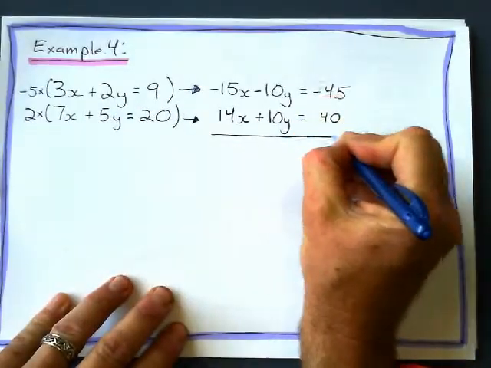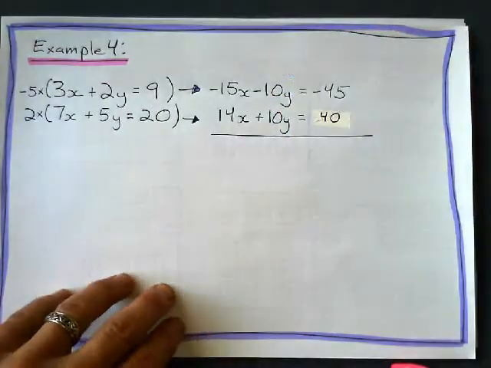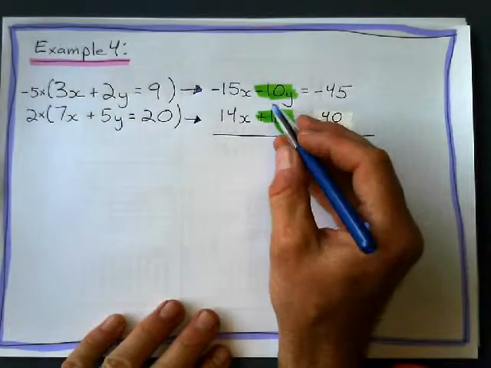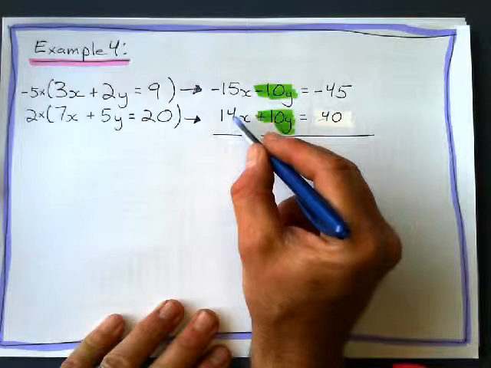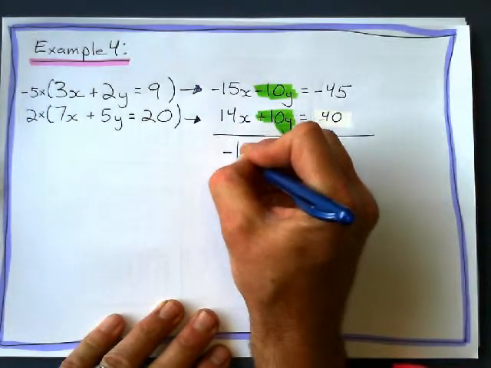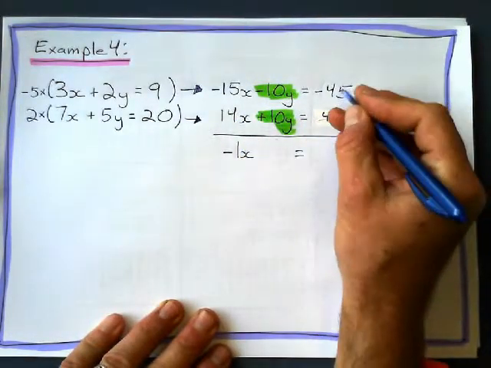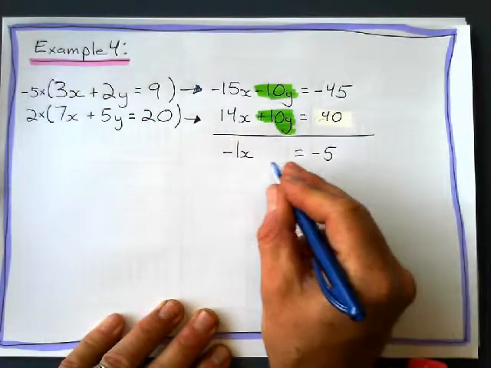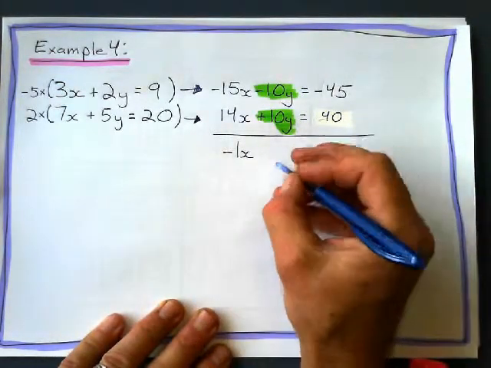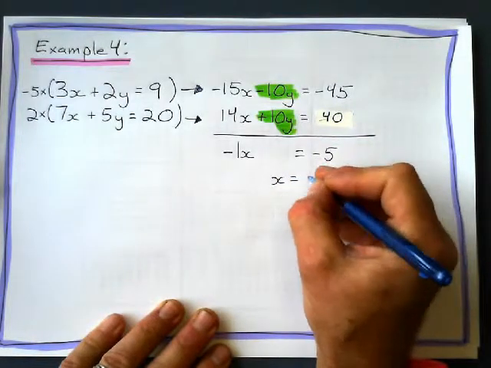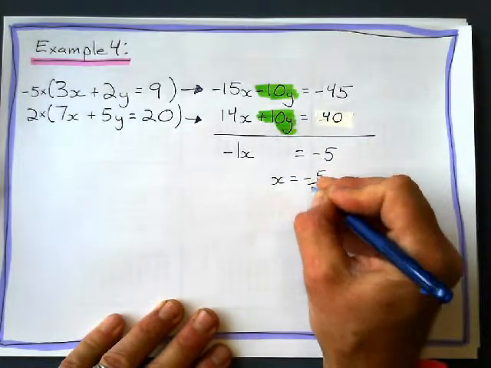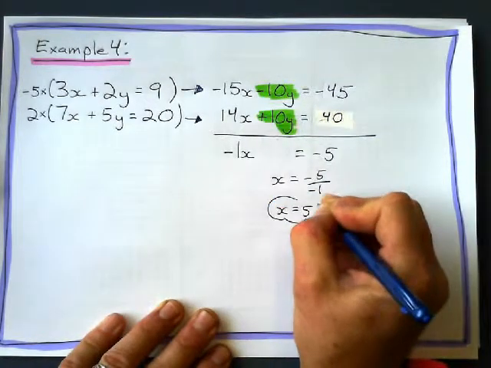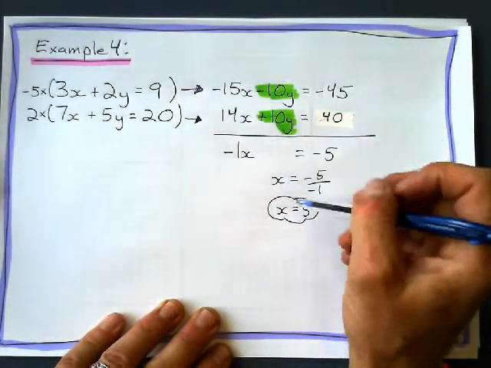Okay. Now we are ready for action, of course, because I've got this going on. We combine the two equations. And we're careful when we do that, because -15 and 14 give me a -1x. And -45 and 40 give me a -5. So when you have this happen, -1x equals -5, that means x is just going to equal +5. Because -5 divided by -1 is a +5. So mistakes happen here.